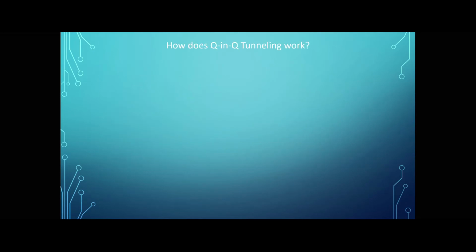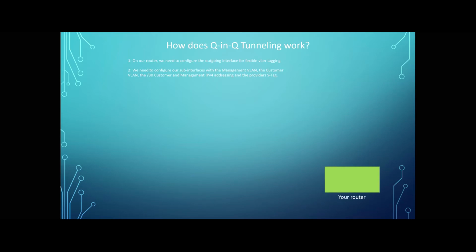So how does it all actually work? Okay, well, to start with, on our router, we need to configure an outgoing interface for flexible VLAN tagging in Juniper. We'll need to configure the sub interfaces with the management VLAN, the customer VLAN, the /30 customer management IPv4 addressing, and the provider's S tag. And the reason we need to configure it for the provider's S tag is not for outgoing packets, it's for the return data, because the S tag will still be encapsulated. Our VLANs will still be encapsulated by the S tag when it comes back in, and we need to strip that S tag off. Okay.